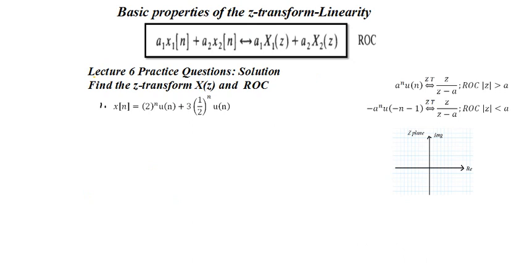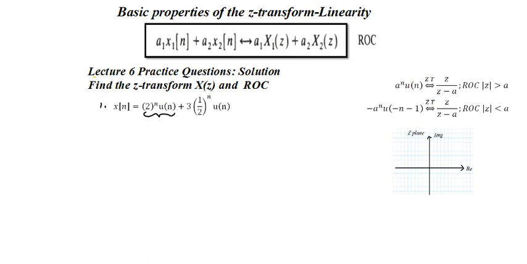Here the question is x of n is equal to 2 raised to n into u of n plus 3 into 1 by 2 all raised to n into u of n. All these problems are related to the linearity property, how we can apply the linearity property of Z transform. So I quickly explain the result. Here you can see that one signal is 2 raised to n into u of n. This is one part.